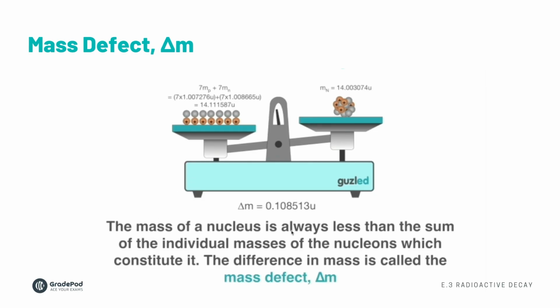The mass of the nucleus is always less than the sum of the individual masses of the nucleons which constitute it. The difference in mass is called the mass defect. So if we take this atom here as an example, I think we're looking at nitrogen here, the mass of nitrogen is 14.003074 u, but the mass of its constituent parts is 14.111587 u. It's clearly much greater. The mass defect is the difference between those two numbers. So in this case, the mass defect is 0.108513 u.